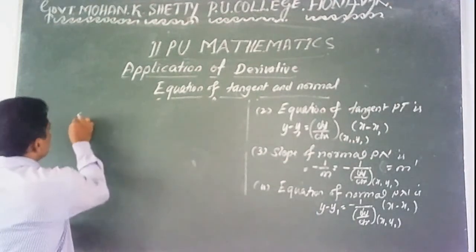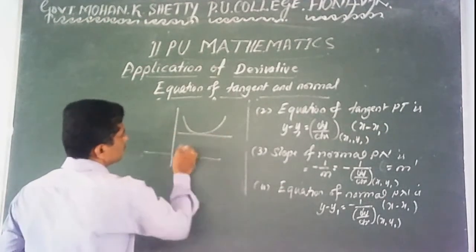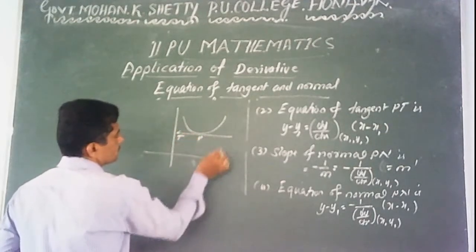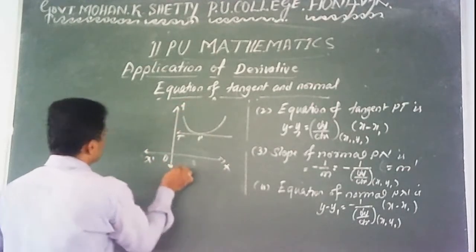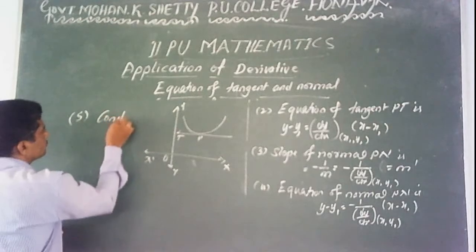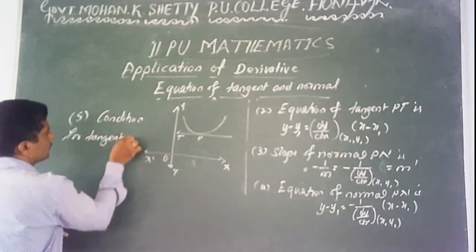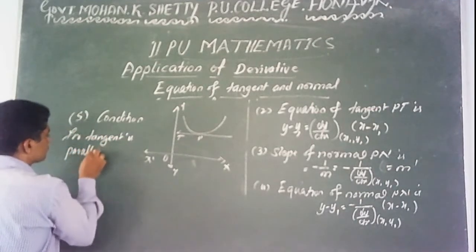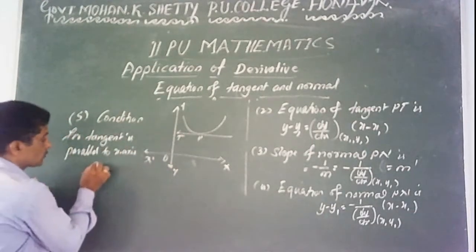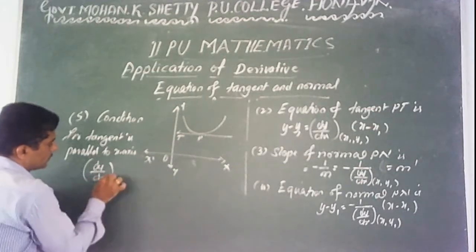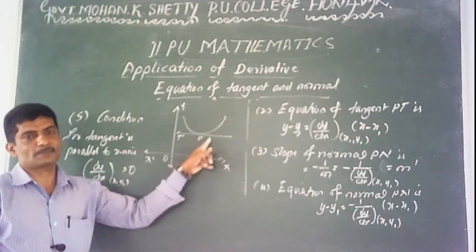And the fifth one: suppose the curve is like this, and the tangent is parallel to the x-axis. This one is PT, this is the tangent, this is the x-axis. Any line parallel to the x-axis has slope always 0. What is the slope? dy upon dx at the point P, x1 comma y1 is equal to 0. Then the tangent is parallel to the x-axis at the point P.